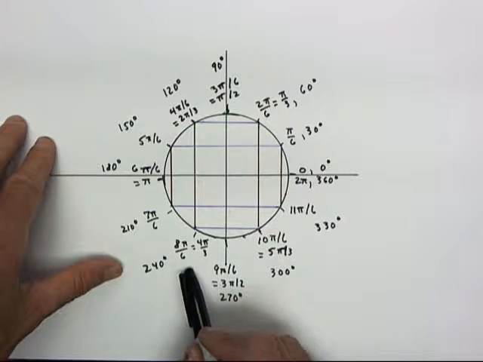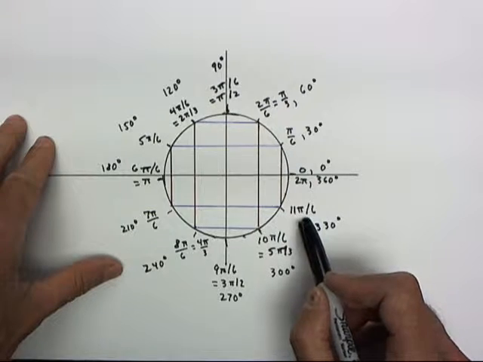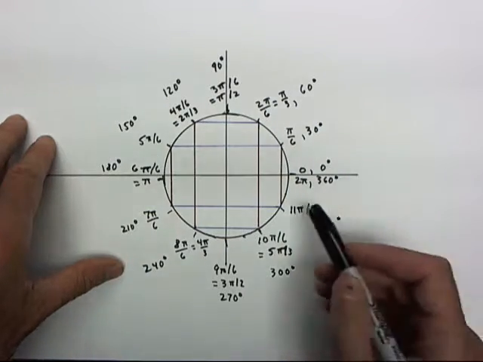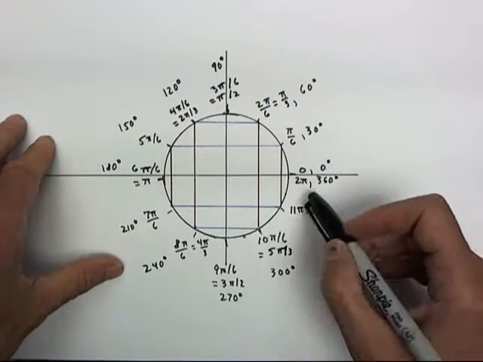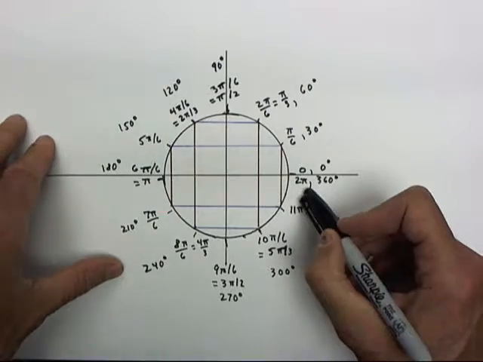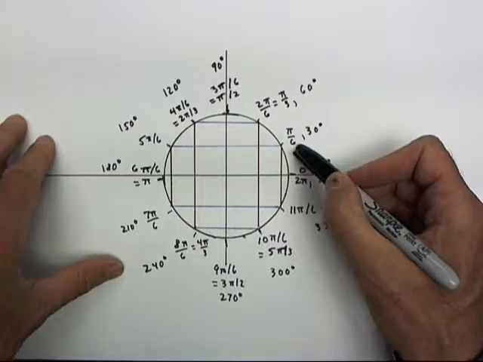7 pi over 6, 8 pi over 6, 9 pi over 6, 10 pi over 6, 11 pi over 6, and finally 12 pi over 6, which I didn't write, but we know that 12 pi over 6 reduces to 2 pi. And since we've reduced this one, we can go around and reduce all the others that reduce. Pi over 6 doesn't reduce.